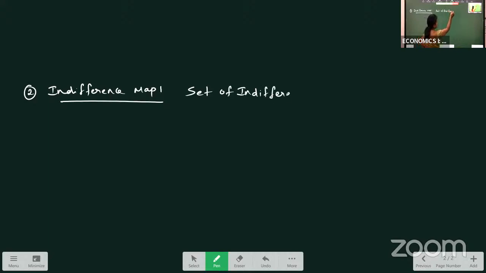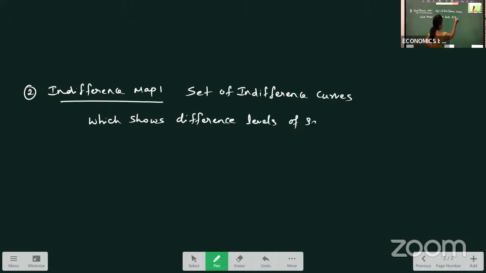What is indifference map? Indifference map is nothing but a set of indifference curves which shows different levels of satisfaction. Right? What is the point over here? What do you mean by indifference map? Map means when we have more than one curve. Okay, so just see the map over here.